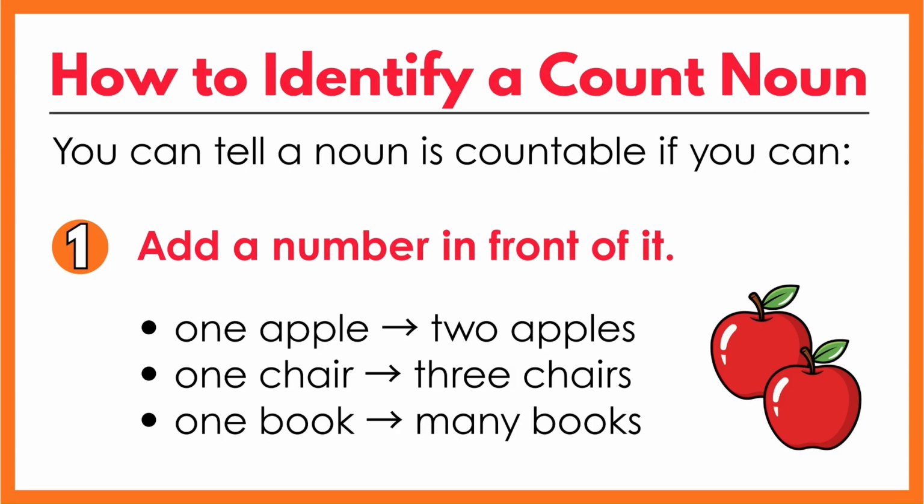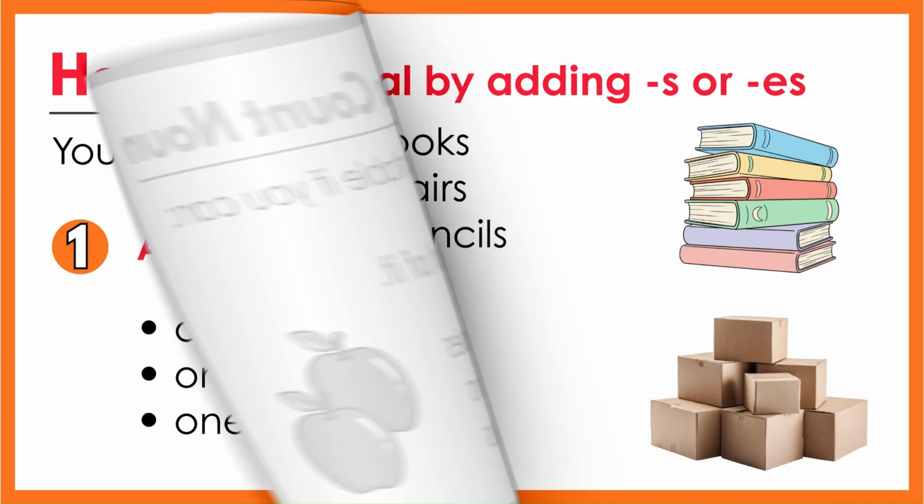How to identify a count noun? You can tell a noun is countable if you can: 1. Add a number in front of it. For example, 1 apple becomes 2 apples. 1 chair becomes 3 chairs. 1 book becomes many books. If you can say the singular and plural form and count it using numbers, then it is a count noun.